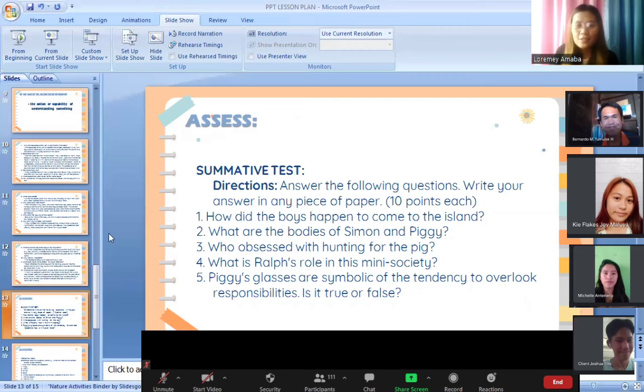Number one question, how did the boys happen to come to the island? Second question, what are the bodies of Simon and Piggy? Third question, who is obsessed with hunting for the pig? Fourth question, what is Ralph's role in this mini society? Last question, Piggy's glasses are symbolic of the tendency to overlook responsibilities. Is it true or false? Well, let us see your answers later on, okay?